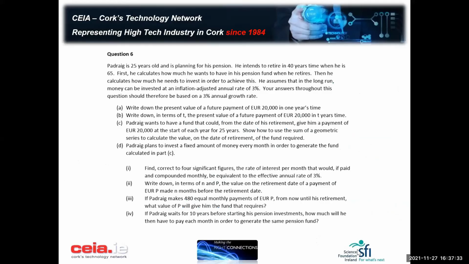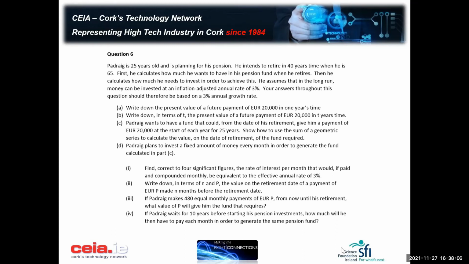The next question is, Padraig has now worked out how much should be in his pension pot on the day he retires. Now he must accumulate that throughout his working life, and that's what part D is about. Padraig plans to invest a fixed amount of money every month in order to generate the fund calculated in part C. Find, correct to 4 significant figures, the rate of interest per month that would, if paid and compounded monthly, be equivalent to the annual rate of 3%.